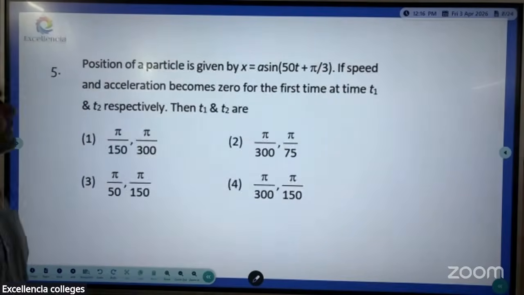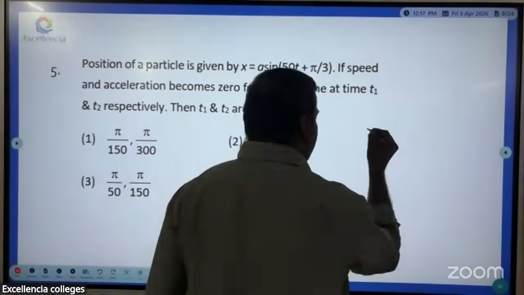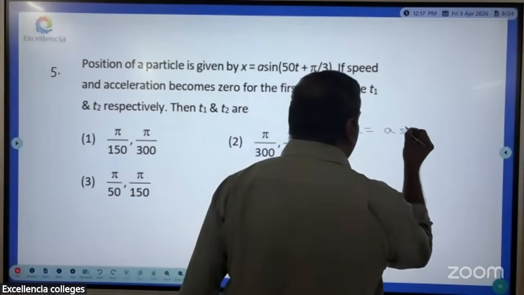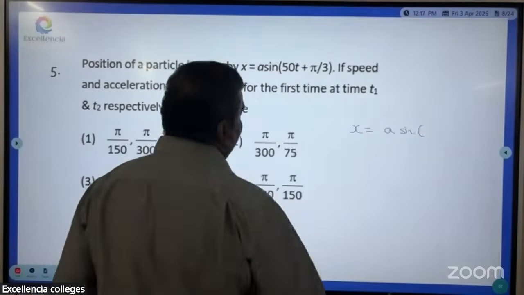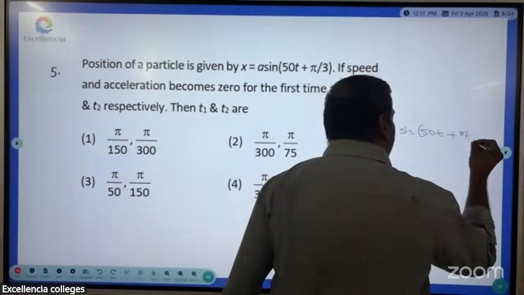Let's see further. The position of a particle is given by x equals a sine of 50t plus pi by 3. The speed of the particle and acceleration becomes 0 for the first time at times t1 and t2 respectively. Then find t1 and t2. This is a question based on SHM, kinematics, not a very big deal. x equals a sine of 50t plus pi by 3. This is the position.